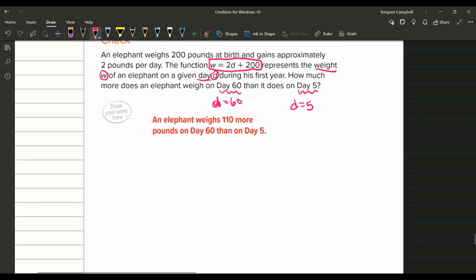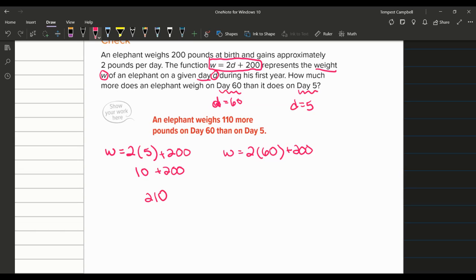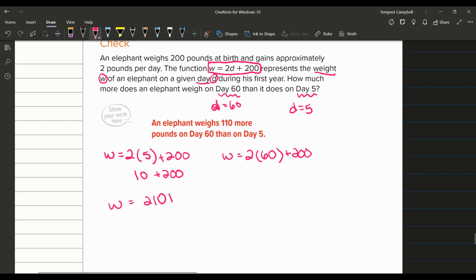So we're going to have our equation, W equals 2 times 5 plus 200. And we're going to compare that to when we have our weight equal 2 times 60, because that's our day, 60 days plus 200. So for this one, we're going to have 10 plus 200. So it's going to be 210 for the weight. And they don't tell us it is in pounds. So after 5 days, it's going to be 210 pounds.